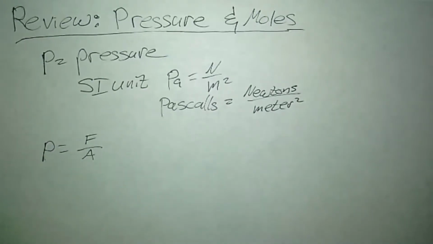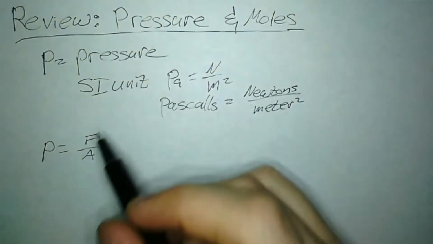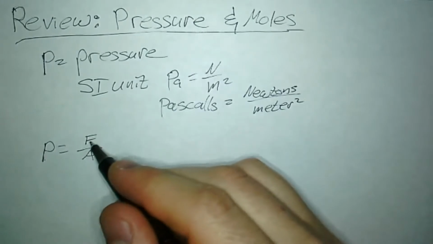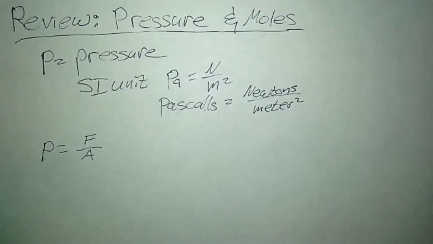So the context that we're going to talk about it in is mostly going to be gases. So you're going to have a gas which is in a container. So it's going to be exerting a force on the walls of the container. And so if we add up the total force on the walls and divide by the total area, you get the pressure.